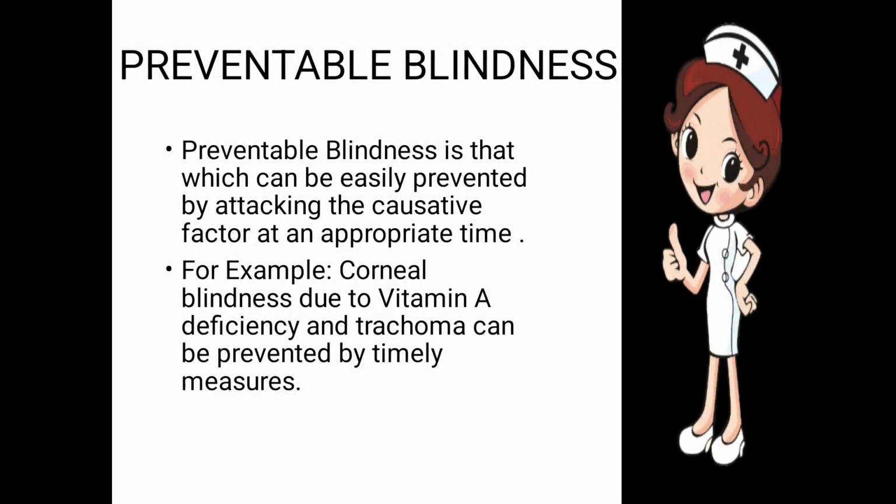What is preventable blindness? Preventable blindness is blindness which can easily be prevented by addressing the causative factor at an appropriate time, which means when we can treat at the appropriate time, then it is preventable. But after that time period, if we try to cure it, it will not be cured and it will be converted into blindness. At that time it was preventable blindness, but after that it converted into blindness, not a preventable blindness. For example, corneal blindness due to vitamin A deficiency.